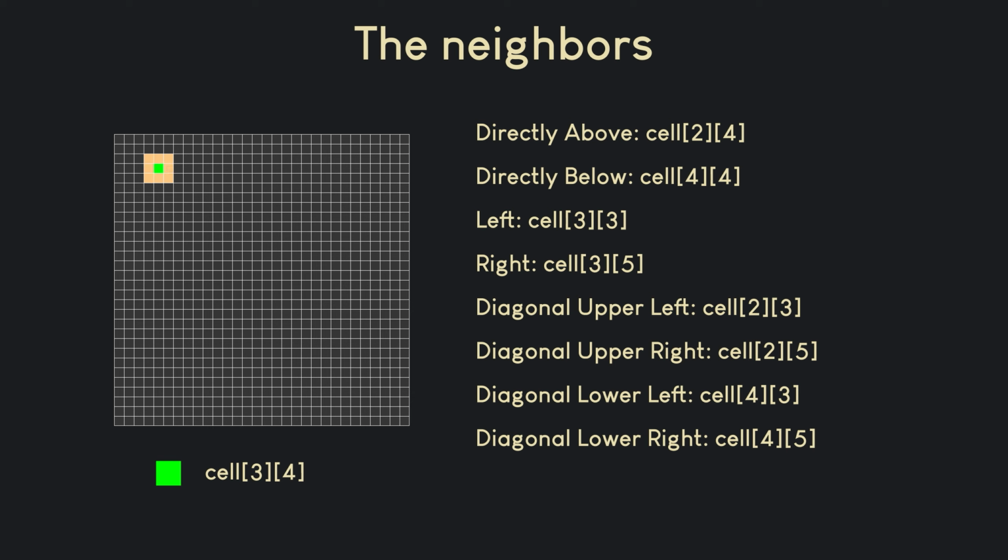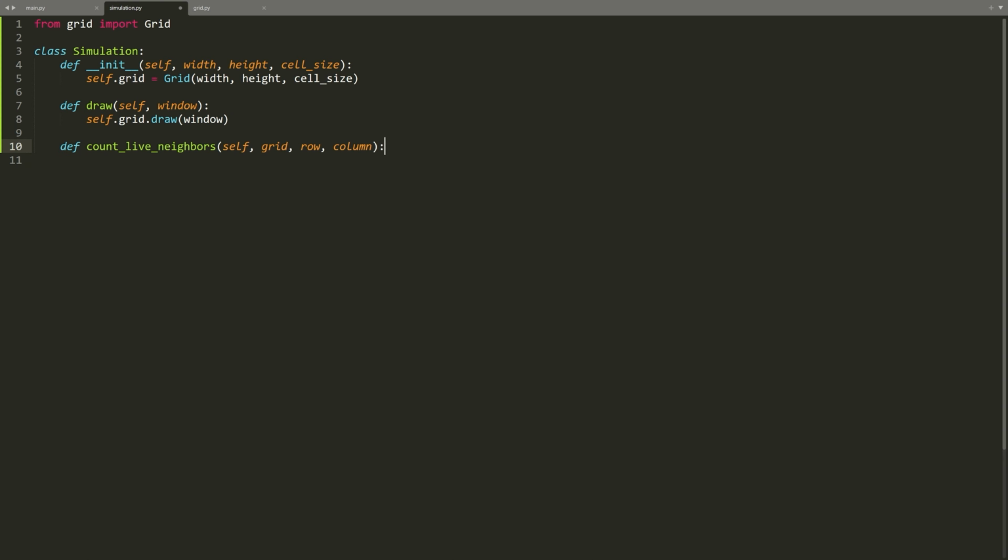To represent these positions programmatically, we can use a list of tuples, where each tuple contains the row and column offsets relative to the target cell. For example, the cell directly above will have offset values (-1, 0), the one directly below (1, 0), and so on. So we will have a list of the offsets of all the neighboring cells. Let's do it. In count_live_neighbors, we first create a variable to hold the live neighbors. live_neighbors = 0. Now we will create a list of tuples of the offsets of all the neighboring cells.